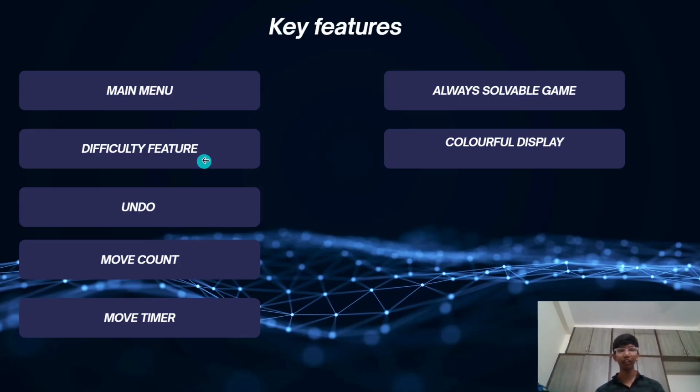The next feature is the difficulty feature. I don't want my game to just have a 4 cross 4 number grid, as this would be boring for the player. Instead, I have easy, normal and hard modes, which are a 3 cross 3 puzzle, 4 cross 4 puzzle, and 5 cross 5 puzzle. For that, I have used vectors for creating the board, not arrays. Next is the undo feature. The undo feature allows the player to undo his move.